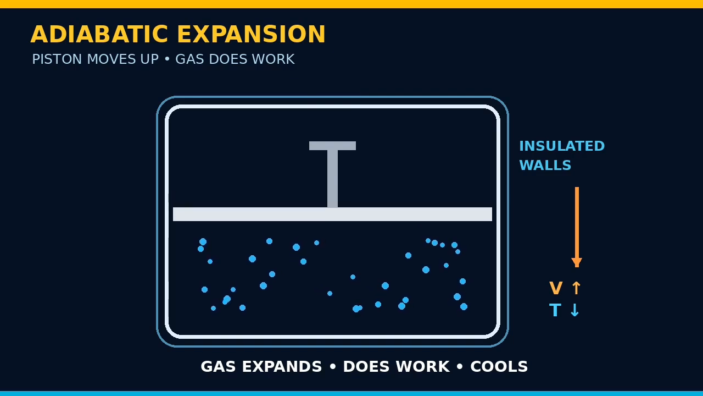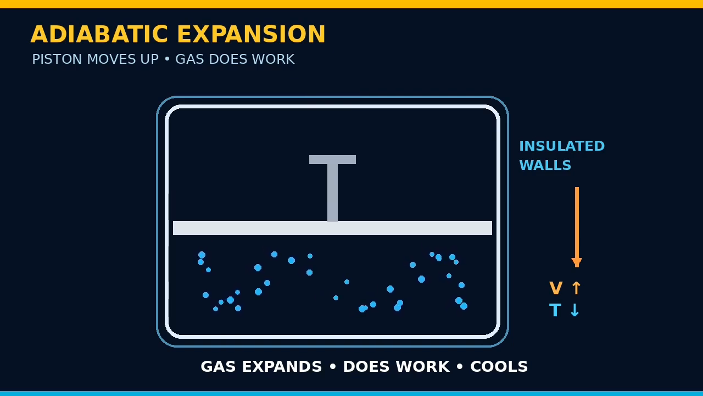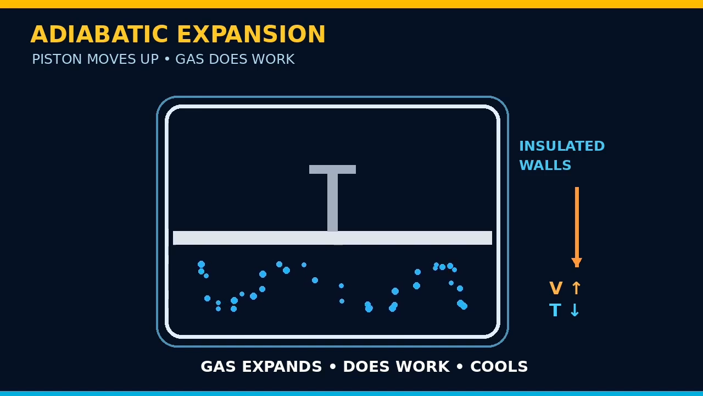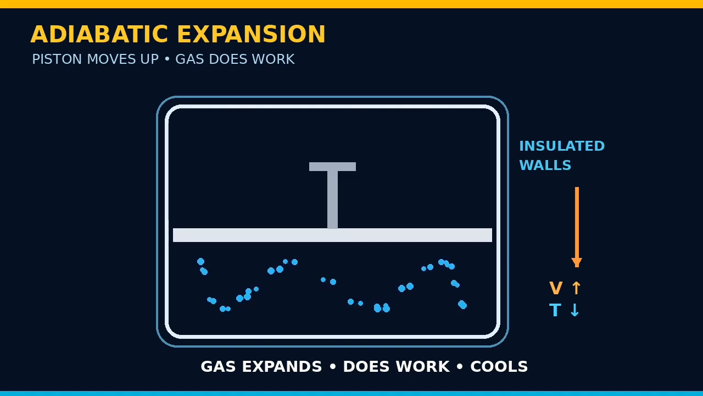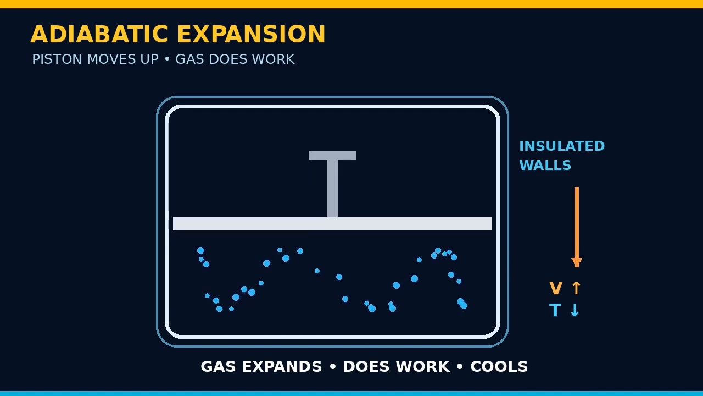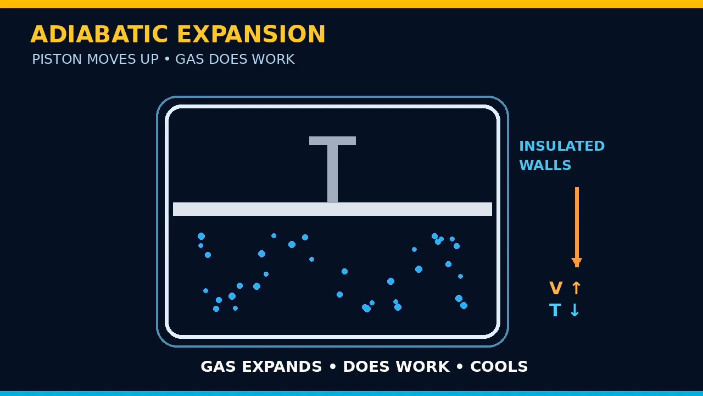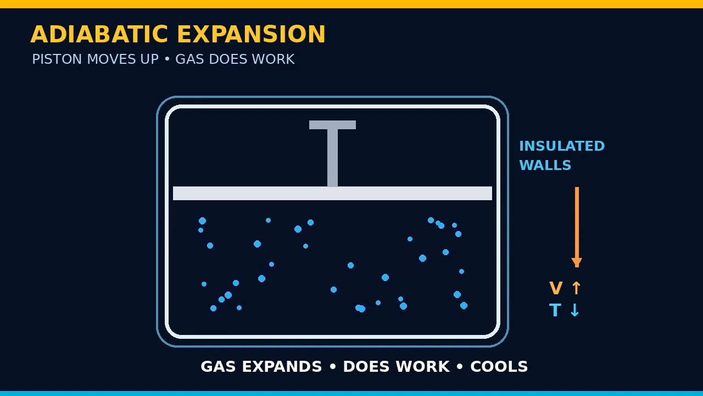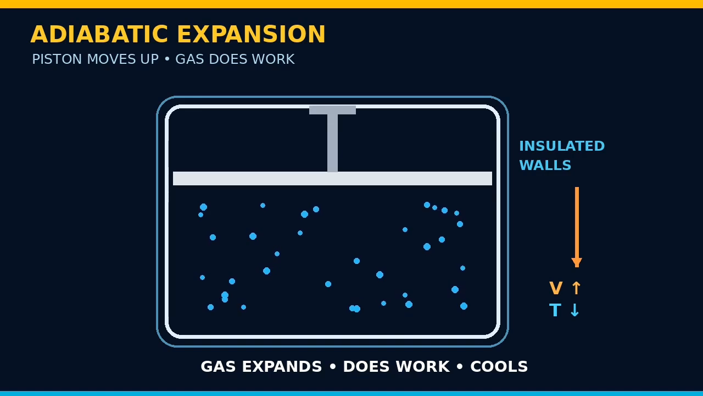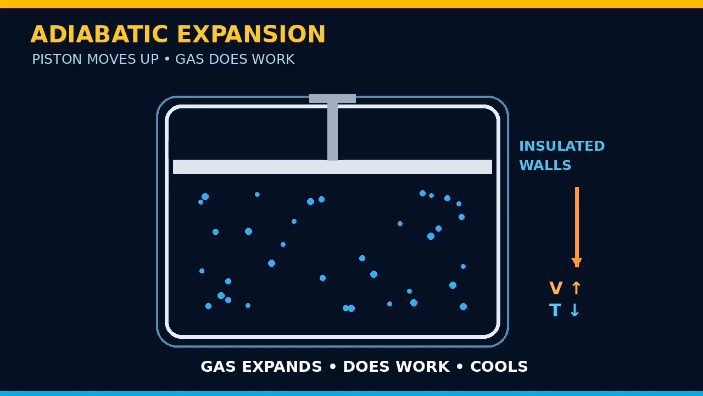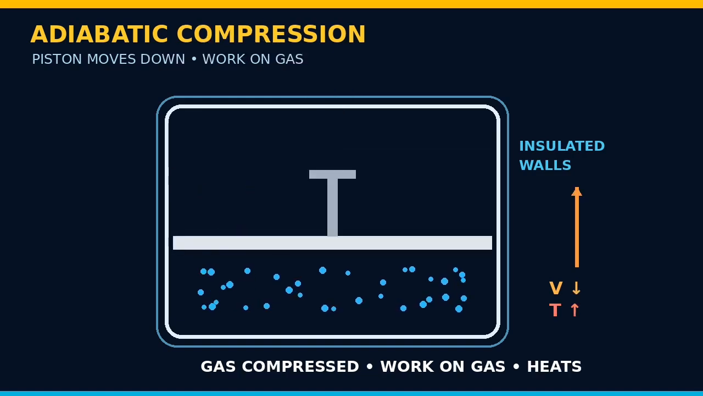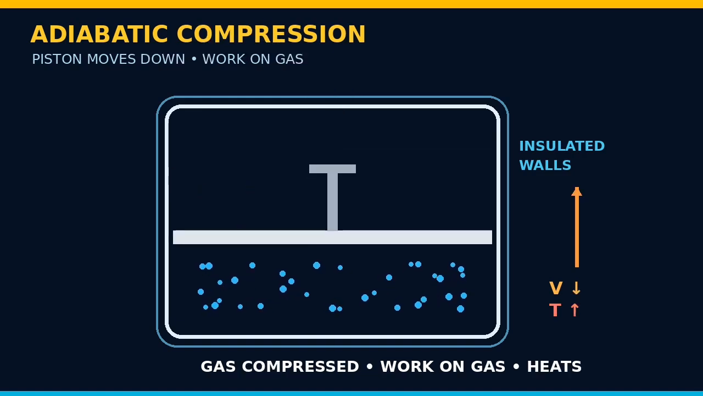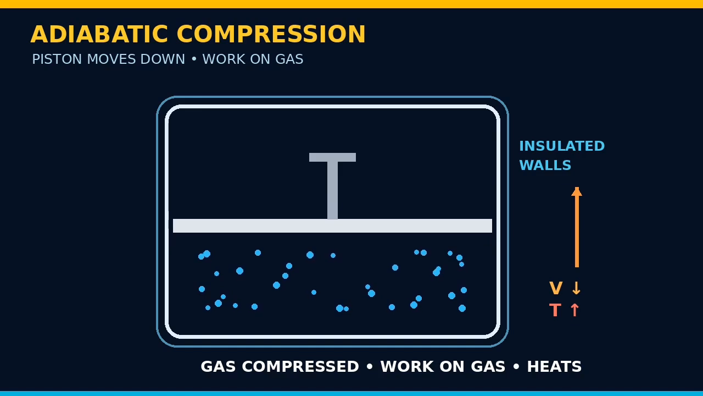Now let's look at adiabatic expansion. The piston moves upward and the gas occupies a larger volume. The gas does work on the surroundings since no heat enters the gas. This work comes from its internal energy. As a result, the internal energy decreases and temperature also decreases. Therefore, during expansion, volume increases and temperature decreases. The gas loses energy while doing work.